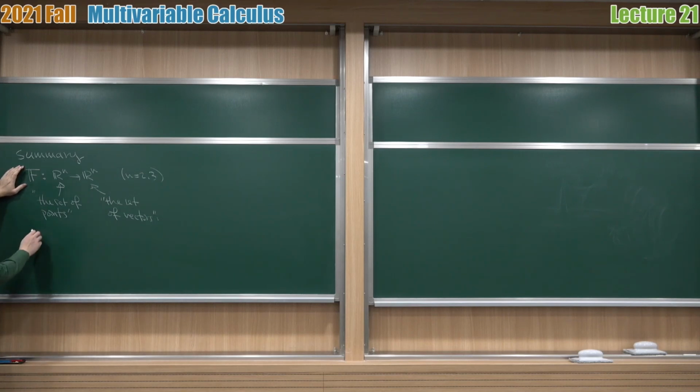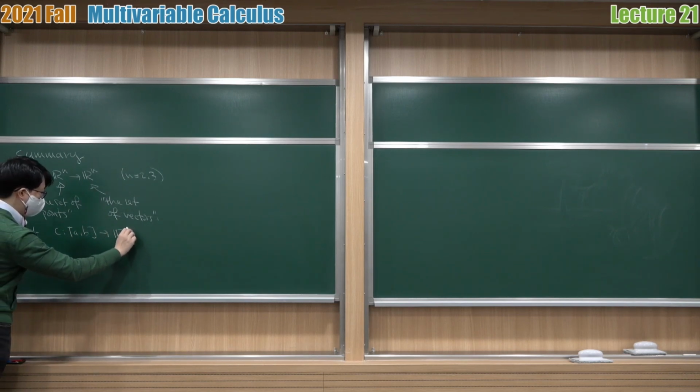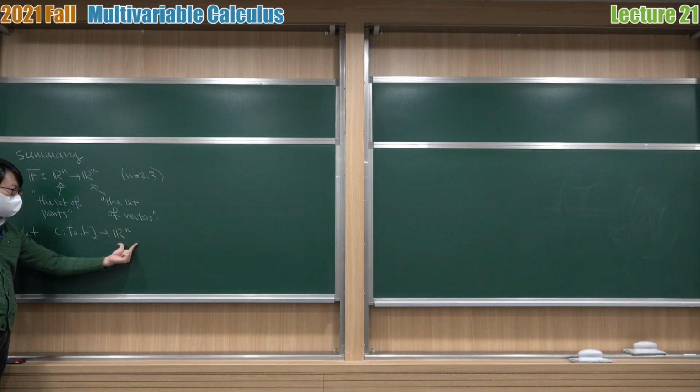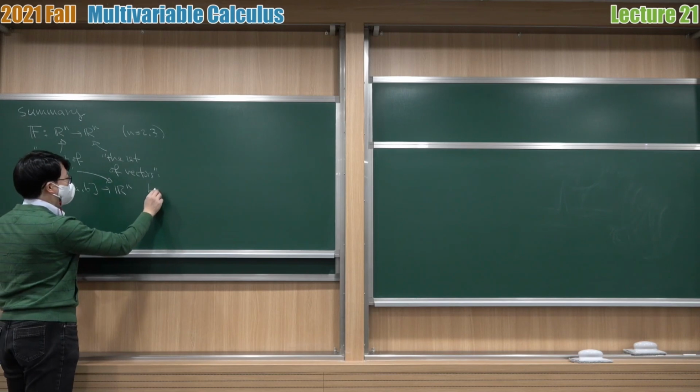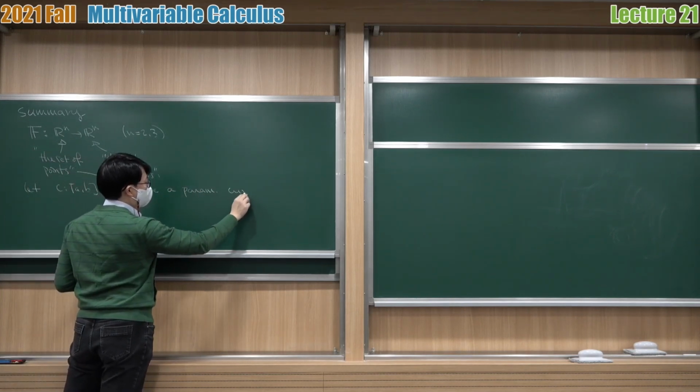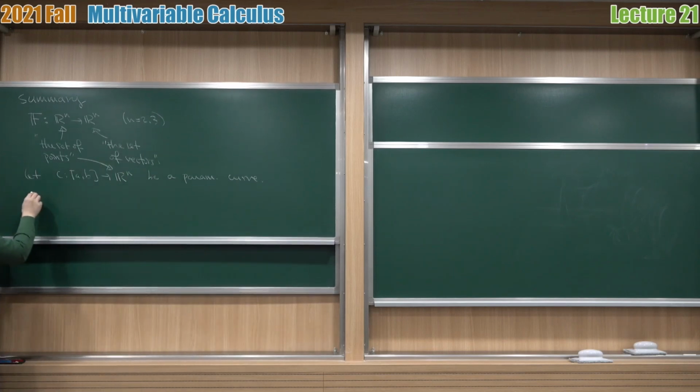And we say that let C be a curve. So when I say a parametrized curve, then my codomain, the range, is the set of points. Okay, so this is not a set of vectors. This is also a set of points. Let C be a parametrized curve. Then we say the line integral of vector field.